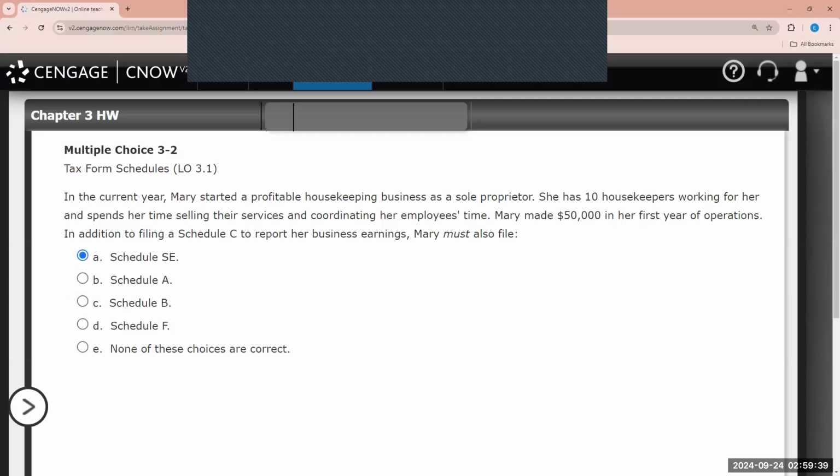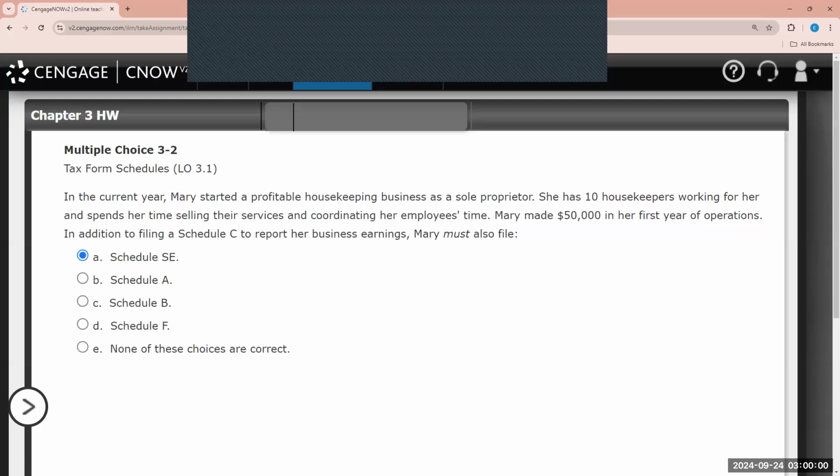So self-employed taxpayers, sole proprietors, independent contractors, members of a single member LLC, if they have net earnings of $400 or more, they file the Schedule C. In addition, they also need to pay self-employment tax, and that is calculated on Schedule SE.